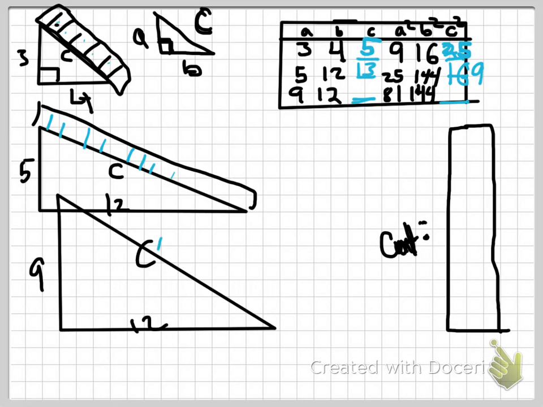Right, you should have found that side C is 15, and 15 squared is 225.